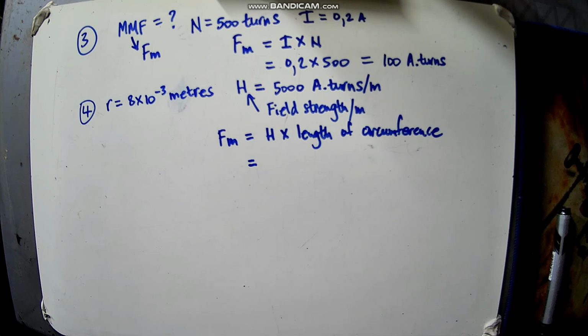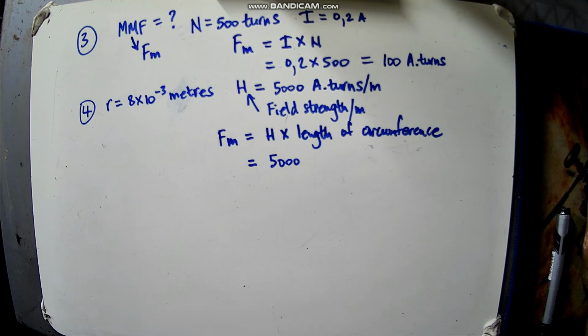So the magnetomotive force, which is Fm, is equal to H, the field strength per meter, times the length of the circumference. Don't forget that Fm is the magnetomotive force, which is in amp turns. Notice that H is amp turns per meter, so all we're doing is multiplying H by the meters. So substituting for H, which is amp turns per meter, and then we're multiplying it by meters.